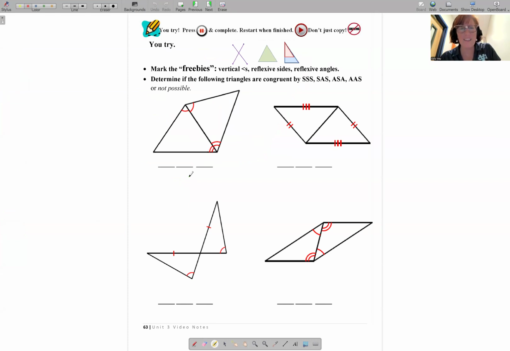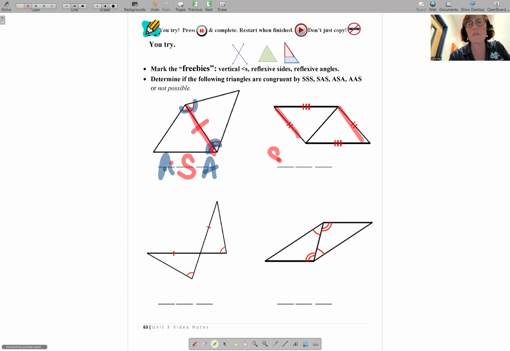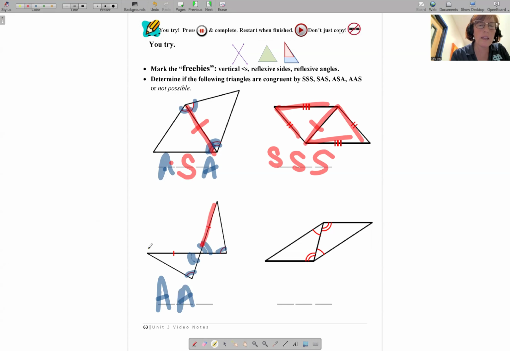Get out your red pens, and we're going to correct here. And ready? This is a pair of angles. This is a pair of angles, and then you had a reflexive side in between, so that one reads angle, side, angle. This one, we have a pair of sides, and then you had a reflexive side down the middle. This one, we have a pair of angles, and you had a reflexive vertical angles, and then you had a side.